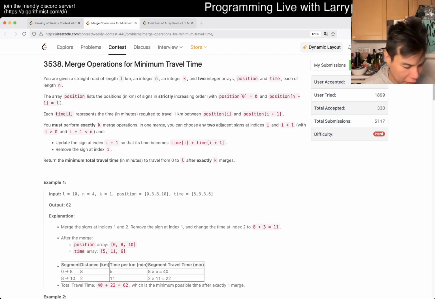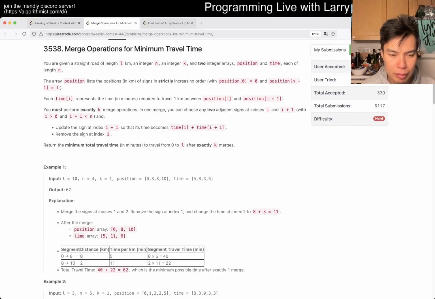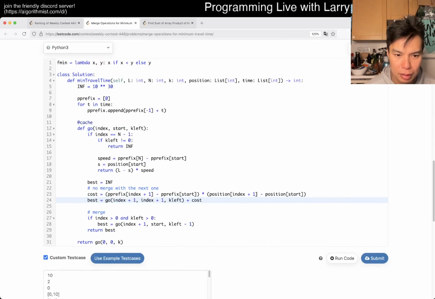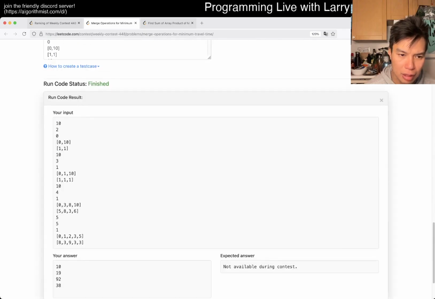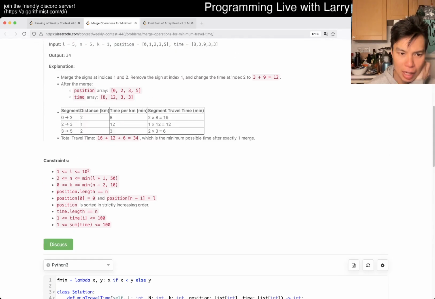Leetcode is so bad at this sometimes. Or maybe I'm just so bad at it. Okay, I mean, this is right. I don't get how it is 19. One merge. Can you even do one merge? I guess you have to.